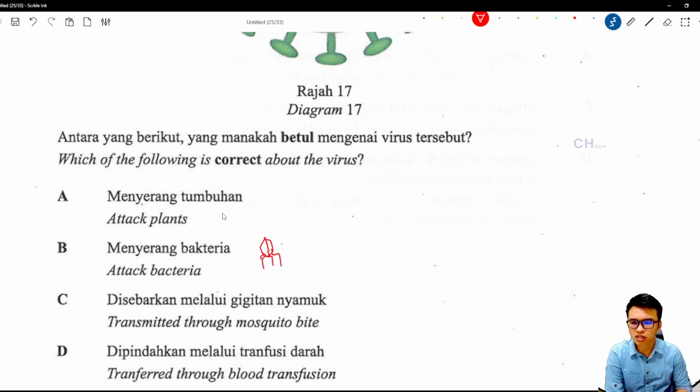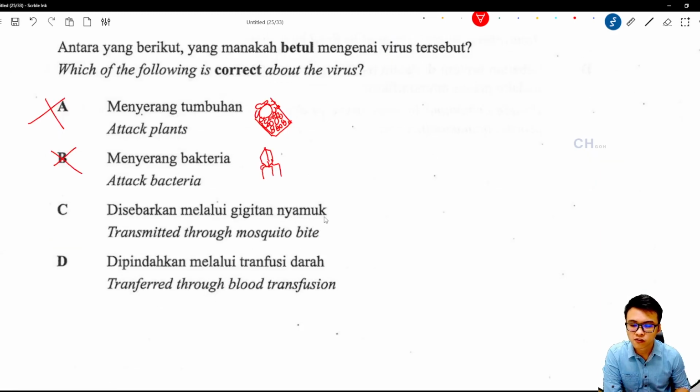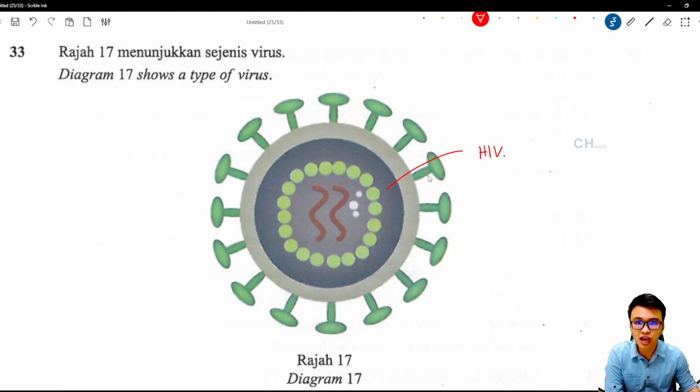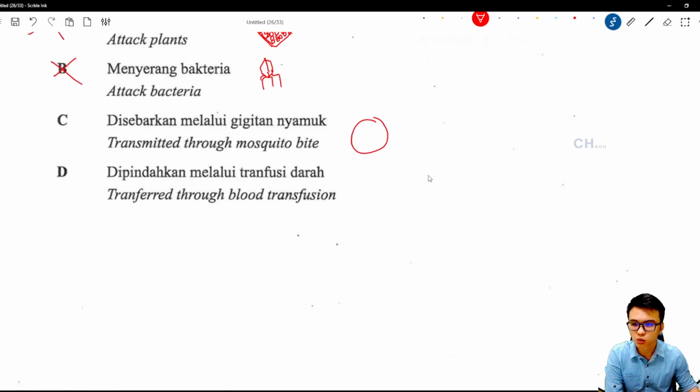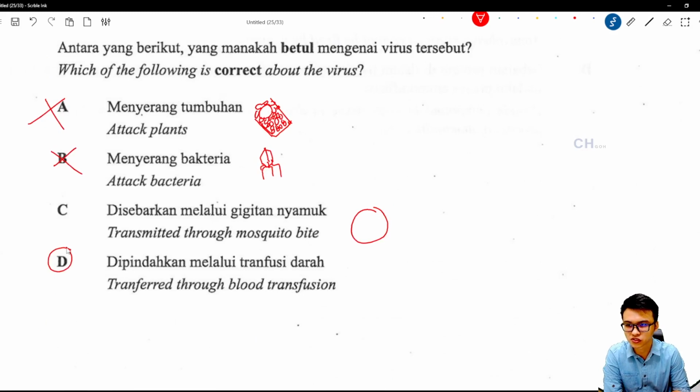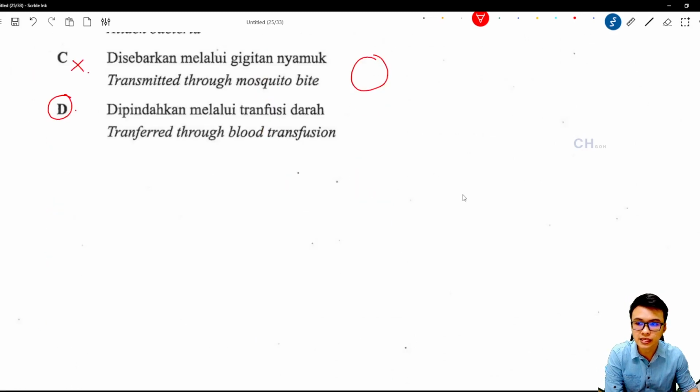If talking about attacking plants in SPM, you only learn about the tobacco mosaic virus, which looks something like this. There's a tube-like structure. Okay, the tobacco mosaic virus. So A and B are confirmed wrong. For mosquito bites, for example Zika virus, it looks like a ball. So this virus most likely is an HIV virus, which can be transferred through blood transfusions. Okay, so the answer here should be D.